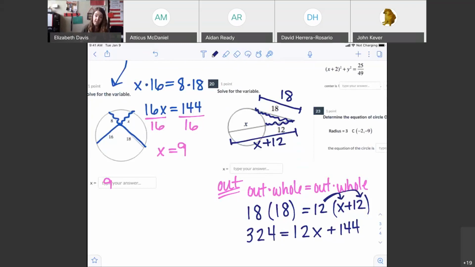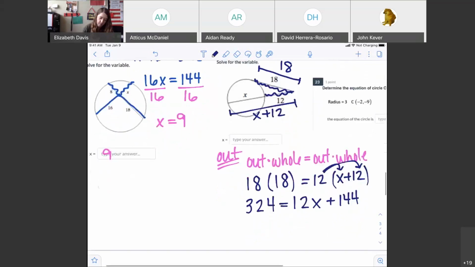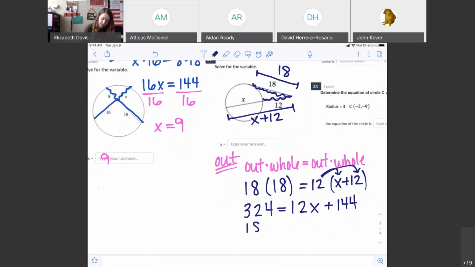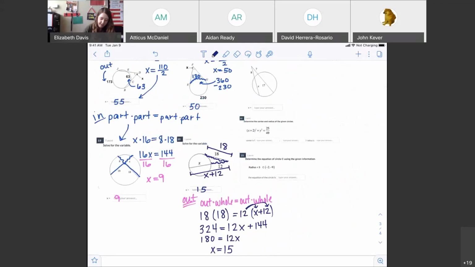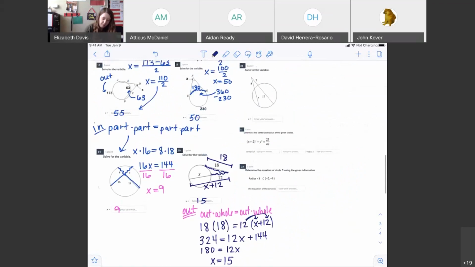Next, we'll subtract 144 from both sides, right? So we'll get 180 equals 12x. So then what is x equal to? 15, beautiful. Okay, that outside part times whole and outside part times whole, we're gonna keep using that for number 21. So this guy we're gonna keep using here.